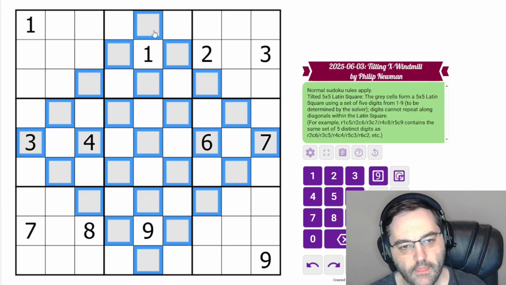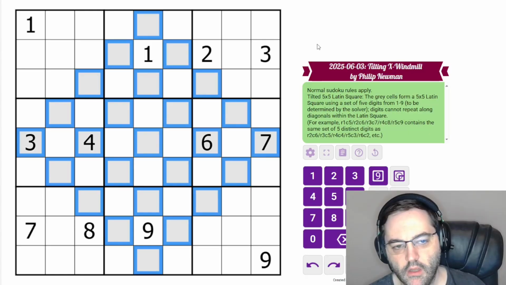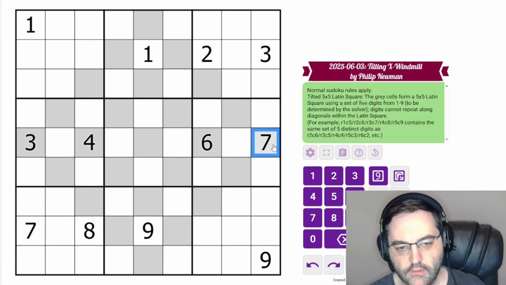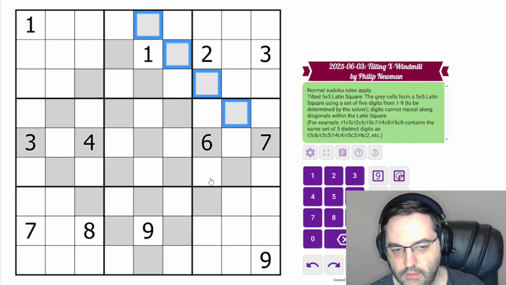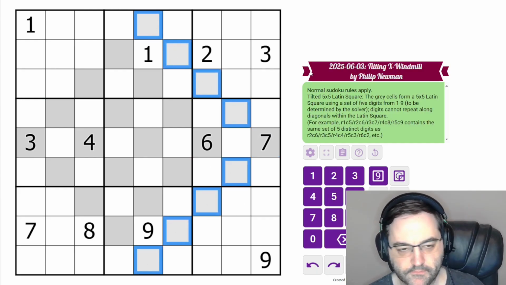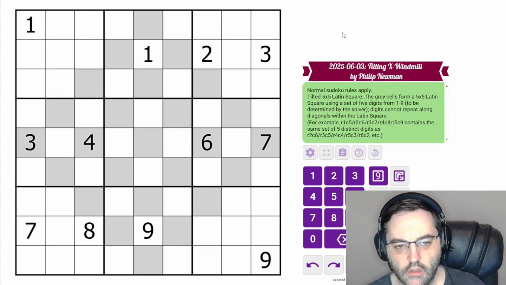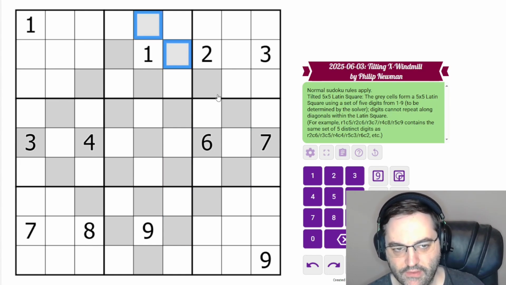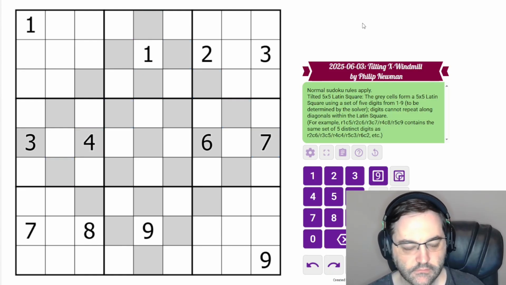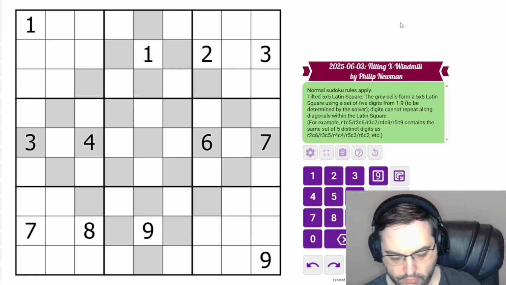And that's it. That's basically it. So we do need to keep in mind, in addition to no repeats, so we have a 7 here, none of these cells can be 7. None of these cells can be 7. We also get the Sudoku rules. None of these cells can be 7. In addition to that, we need to use the same 5 digits in these cells, etc. So those are the rules.